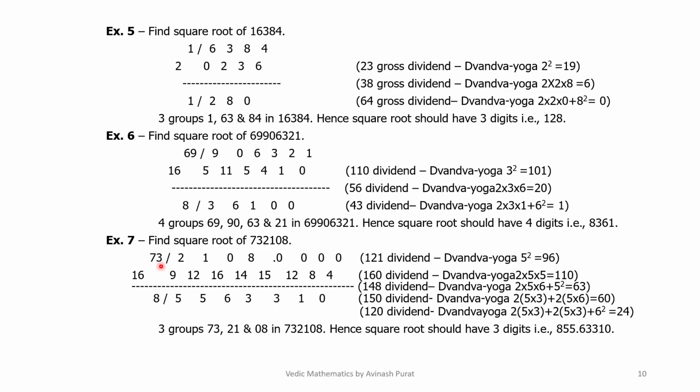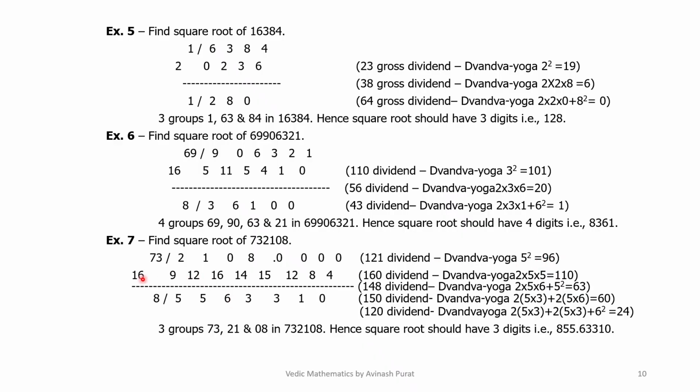Now the maximum square below 73 is again 64. 8 is the square root, 8 twos are 16 is the divisor, and 73 minus 64 is 9. So 92 is the first dividend, divided by 16. So 16 by the 80, 5 is the quotient, and 12 is the remainder. So 121 is the first dividend minus Dvandva Yoga of 5 square, that is 25. 121 minus 25 is 96.